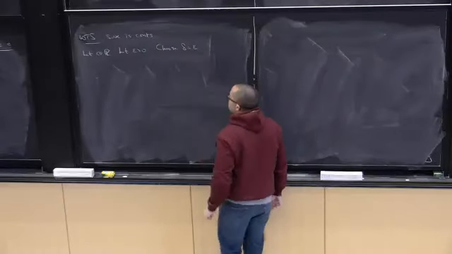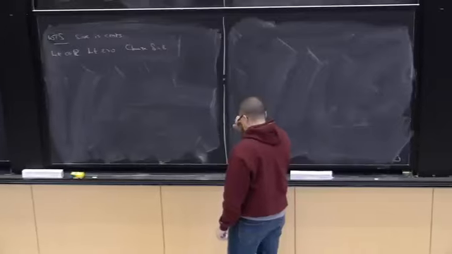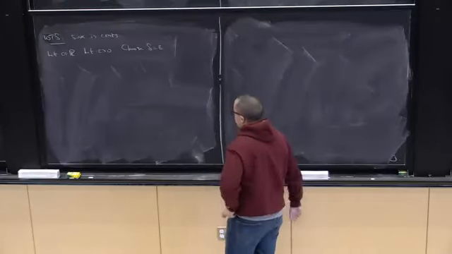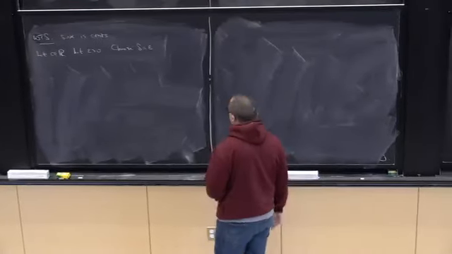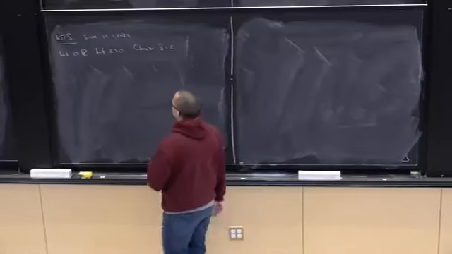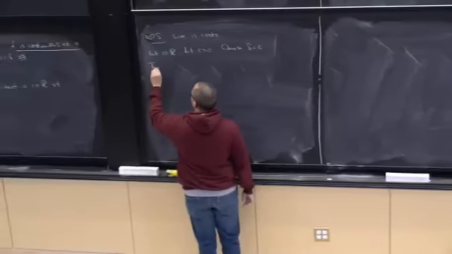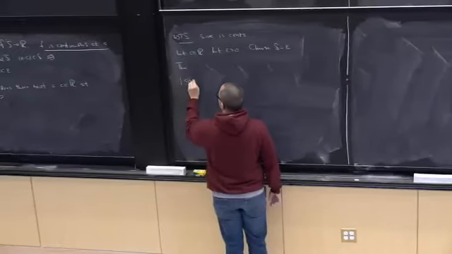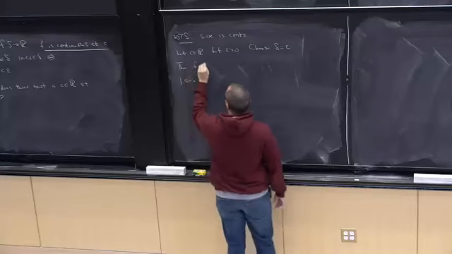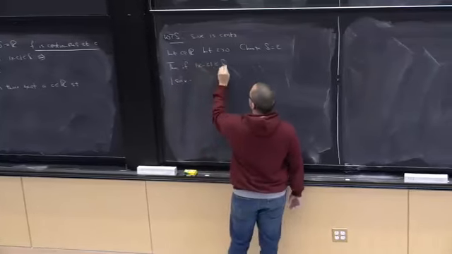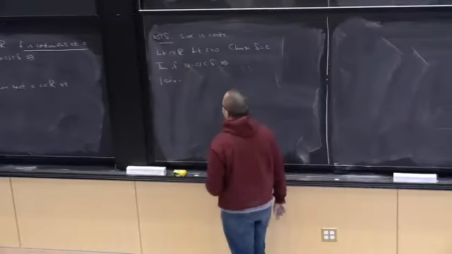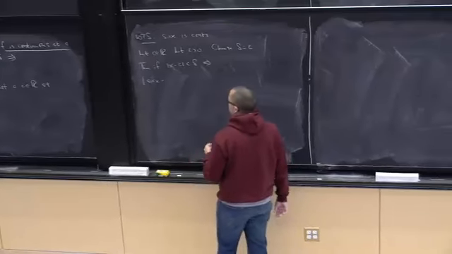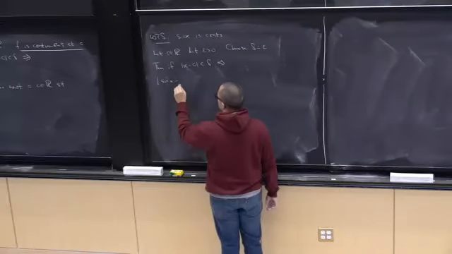Choose delta to be epsilon. All right, now we'll use these elementary properties to show that this delta works. Then if |x minus c| is less than delta, we now want to show that |f(x) minus f(c)|, |sine x minus sine c|, is less than epsilon.